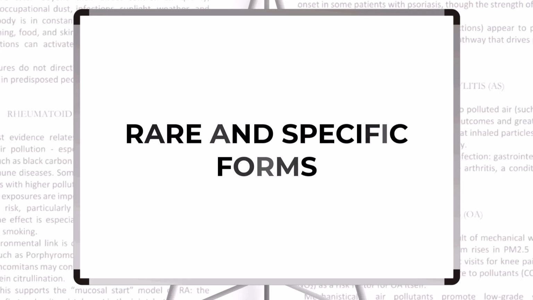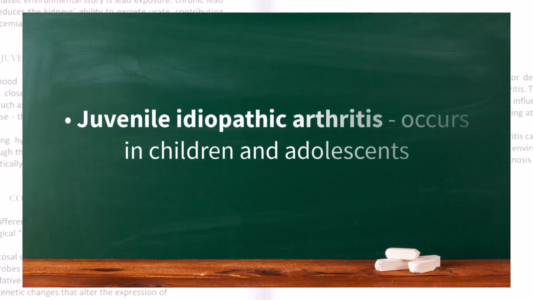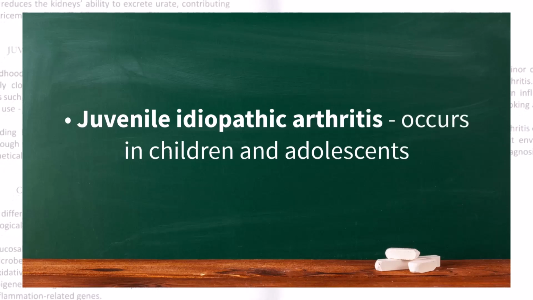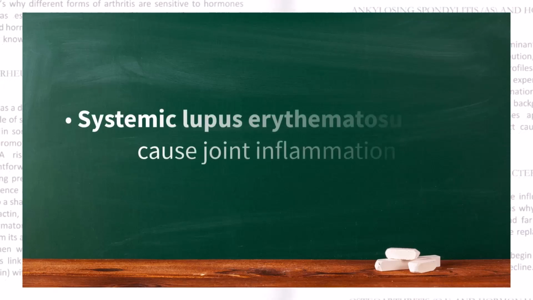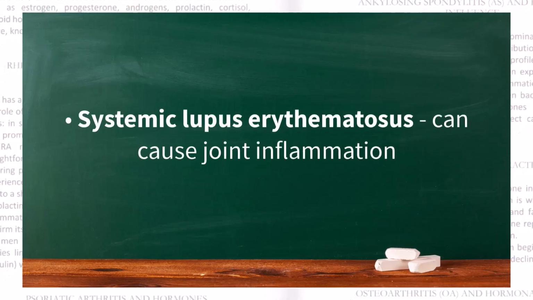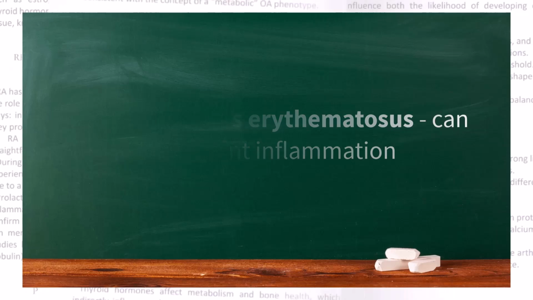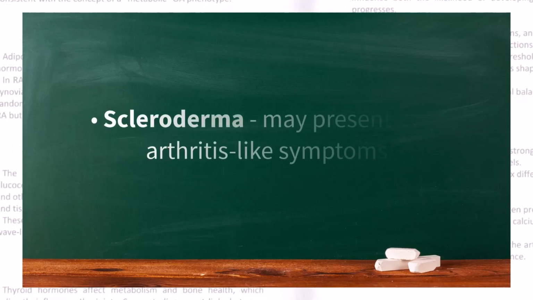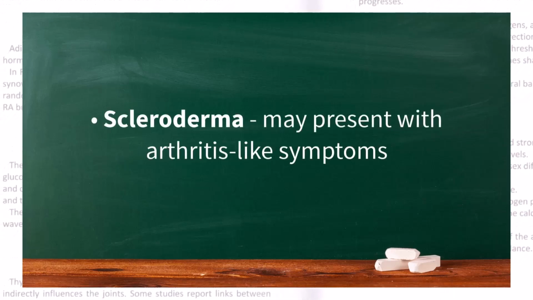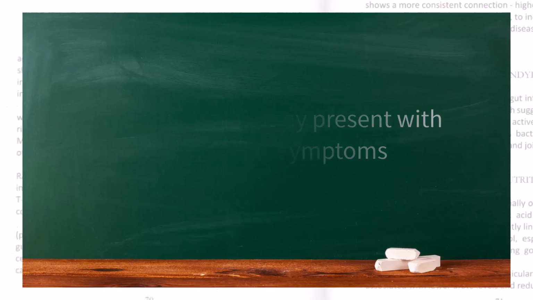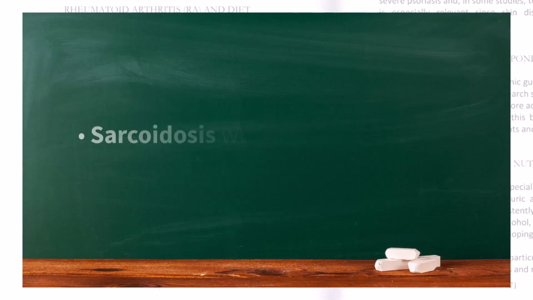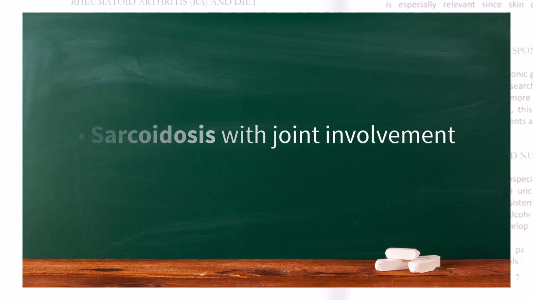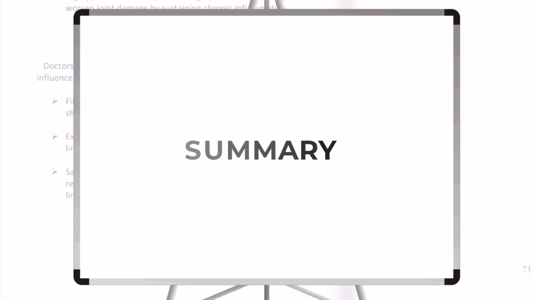Rare and specific forms. Juvenile idiopathic arthritis occurs in children and adolescents. Systemic lupus erythematosus can cause joint inflammation. Scleroderma may present with arthritis-like symptoms. Behçet's disease. Sarcoidosis with joint involvement. Summary.